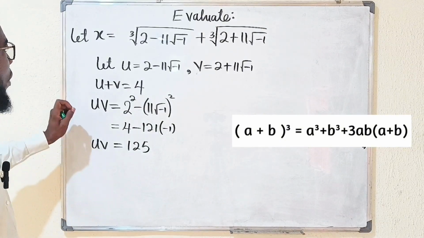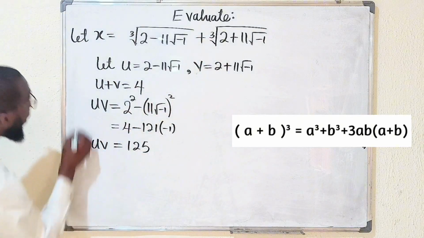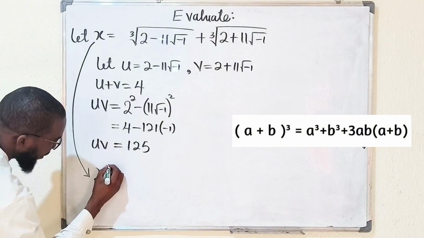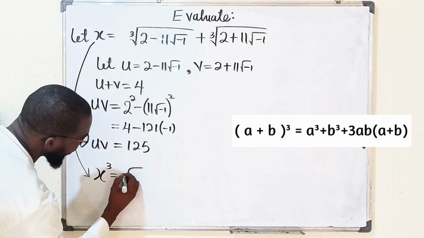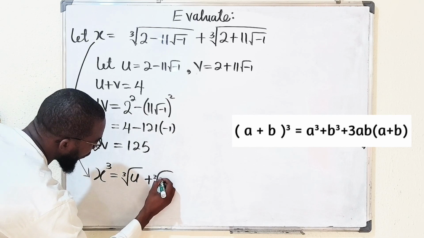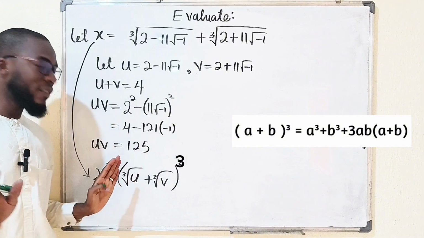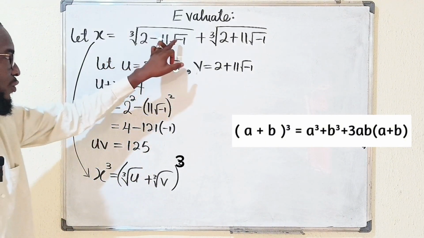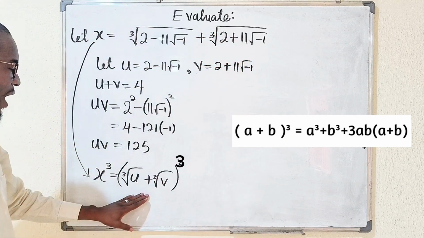Next, I would like to cube both sides. Cube this, cube the other side. So from here, we have x cubed, right? This will be the cube root of u plus the cube root of v. We have not added anything because remember I have declared this with u. Therefore, this is cube root of u, cube root of v. We are cubing both sides. So this is what we have.